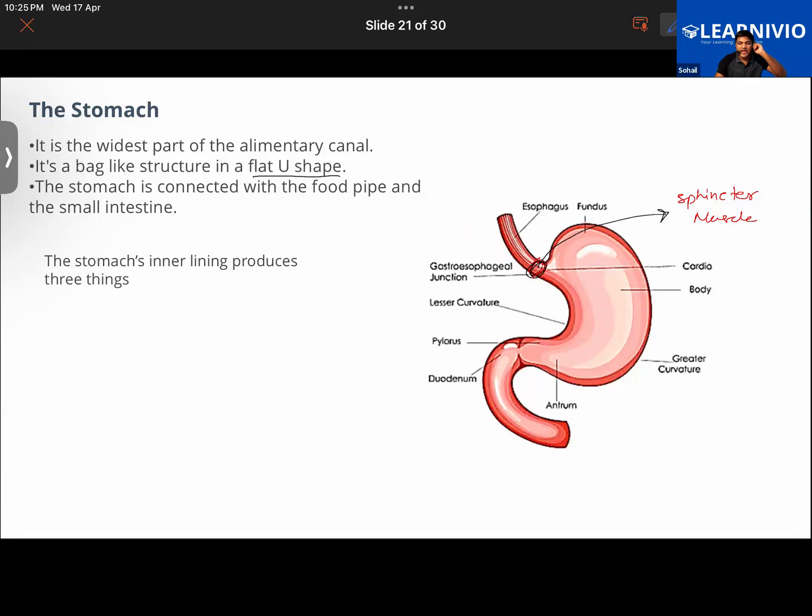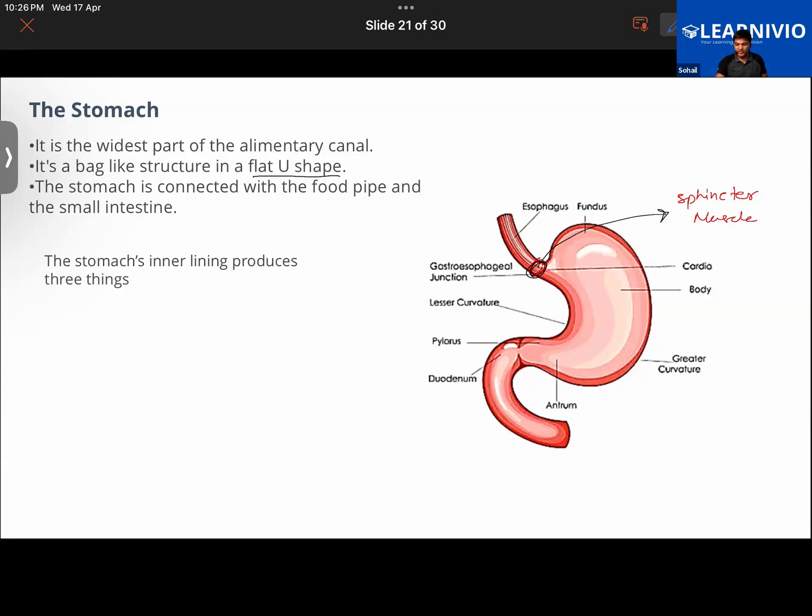Sphincter muscles have a very special role to play. They are found in different parts of the body; the anal sphincter is also there. Basically, it regulates the food passing from the esophagus into the stomach, and it prevents the contents of the stomach from re-entering the esophagus.